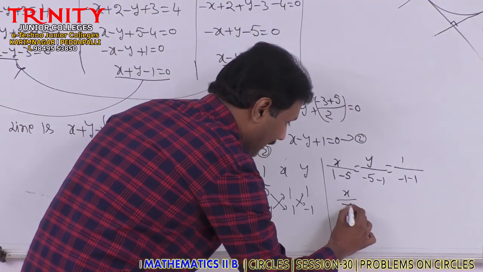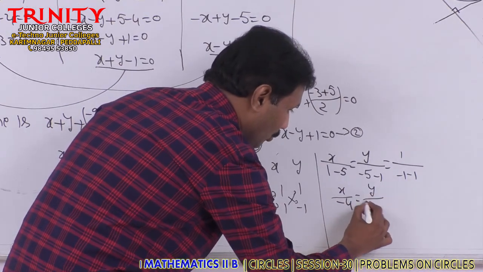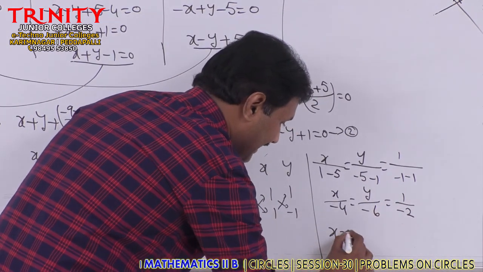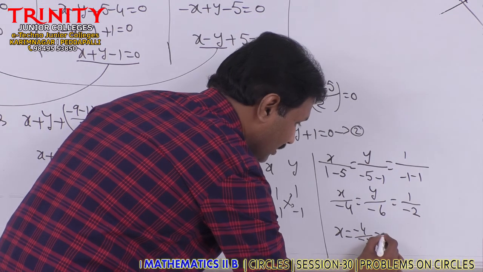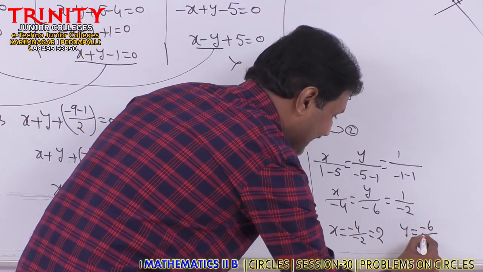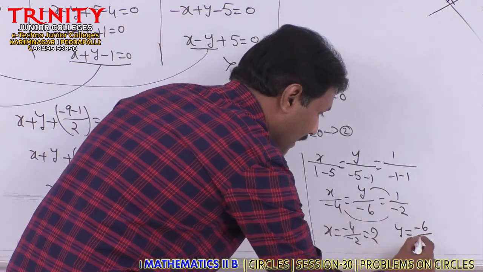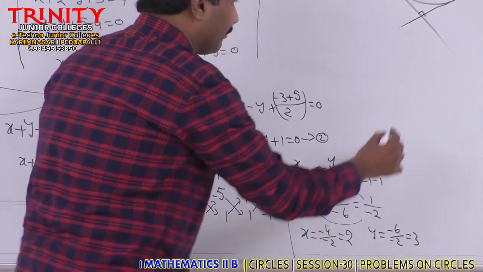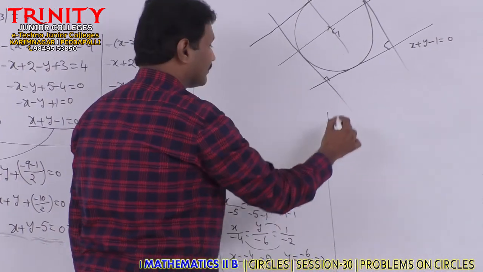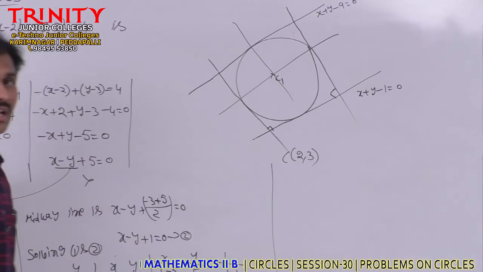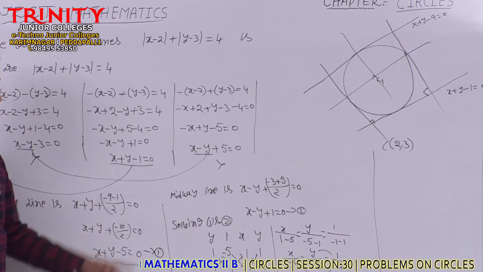x by minus 4 equal to y by minus 6 equal to 1 by minus 2. Therefore, x equal to minus 4 by minus 2, that equals 2. y equal to minus 6 by minus 2, that equals 3. Therefore, the center of the required circle is C(2, 3).